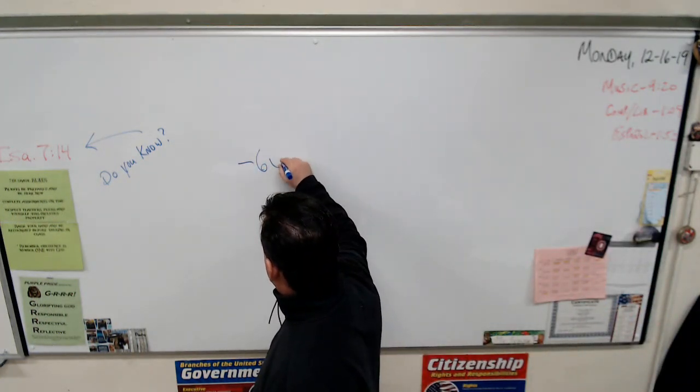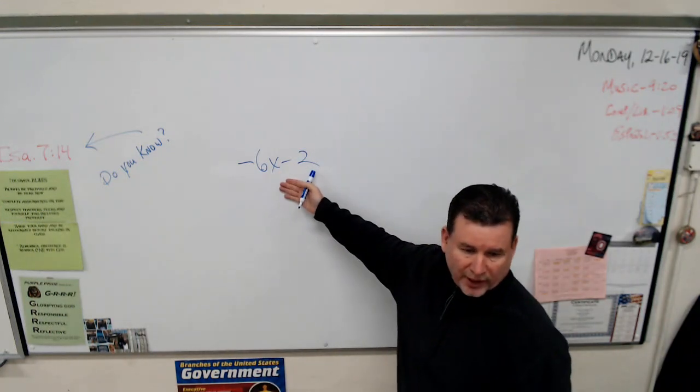So far you got -2. There you go. That's what number 6 would look like simplified.